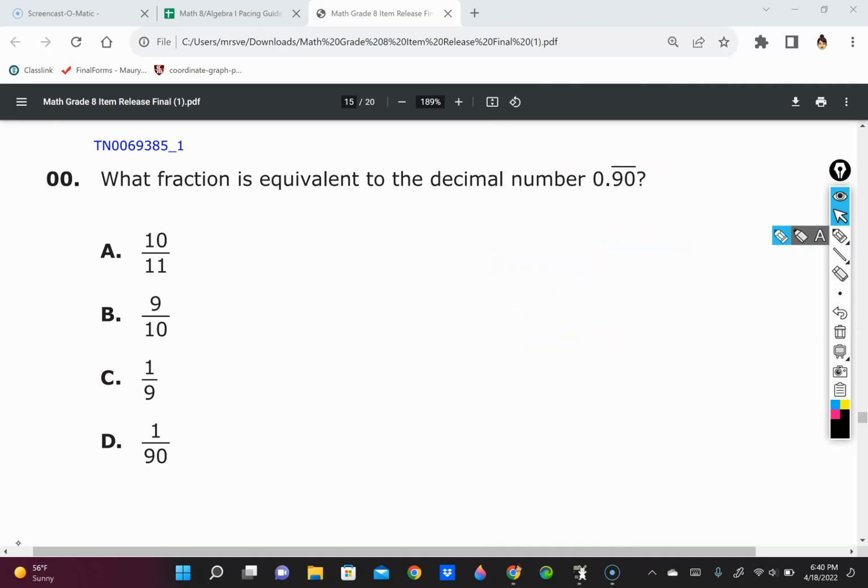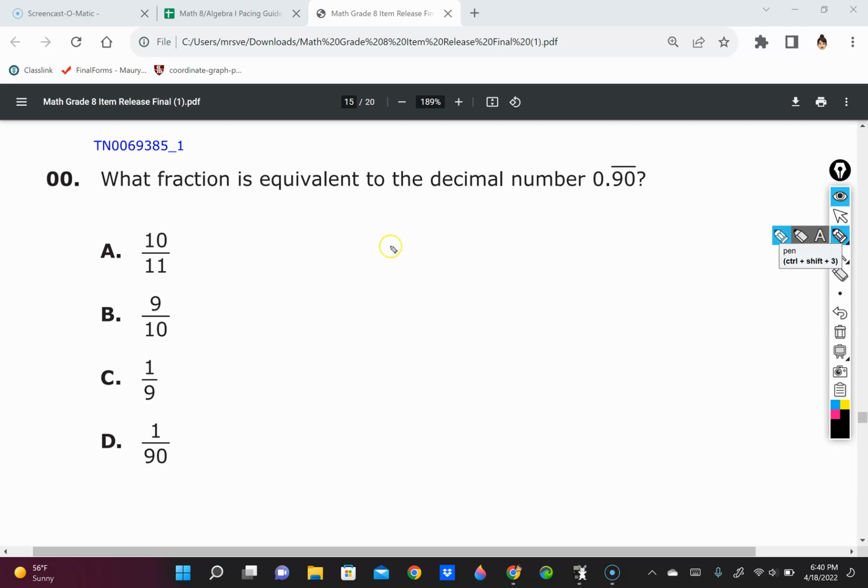What fraction is equivalent to the decimal number 0.90 repeating? What I would recommend is knowing that you're not going to be able to use a calculator on this. This is a type of question that will be in the non-calculator section. So what we're going to do is build an equation.